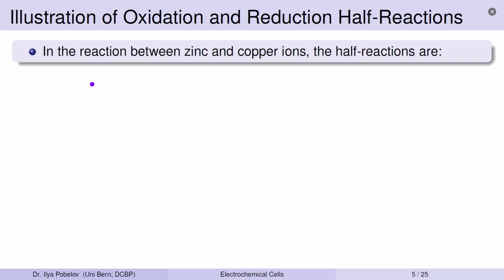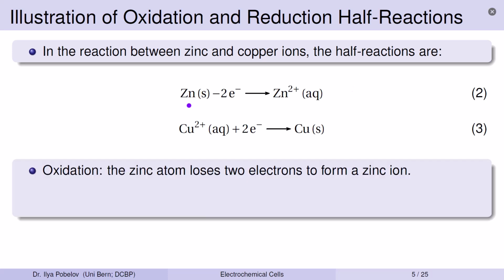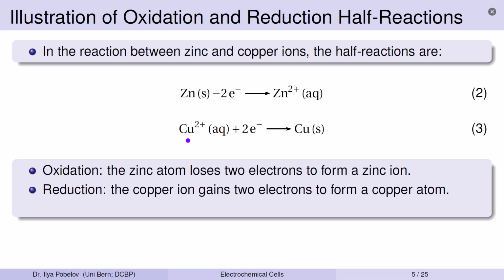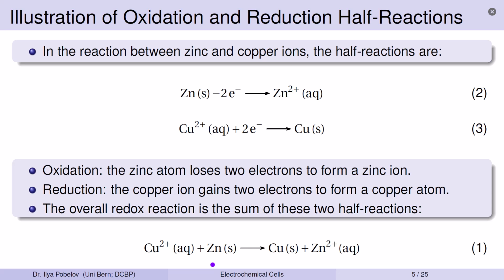For instance, in the example of the reaction between zinc and copper ions, the half reactions are as follows. In the first half reaction, representing the oxidation, the zinc atom loses 2 electrons to form a zinc ion. In the second half reaction, exemplifying the reduction, the copper ion gains 2 electrons to form a copper atom. The overall redox reaction is the sum of these 2 half reactions.